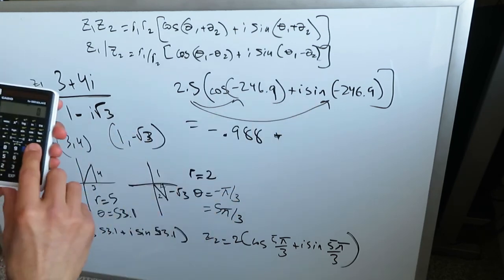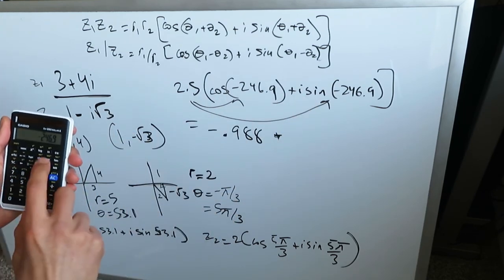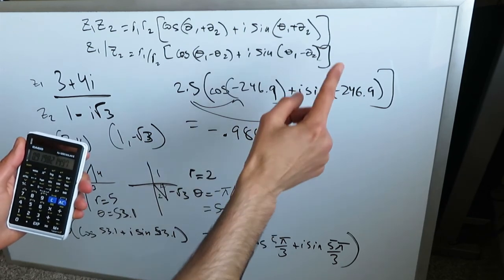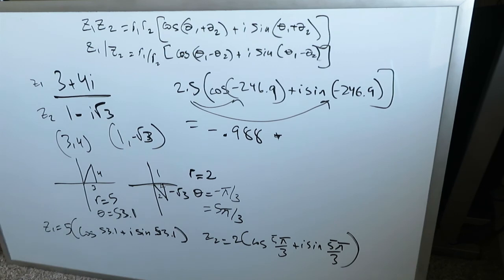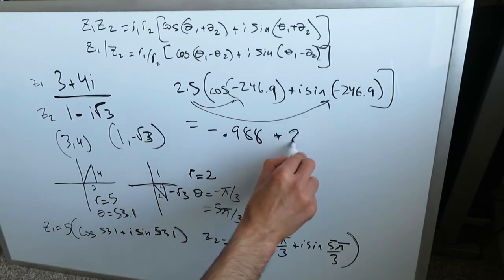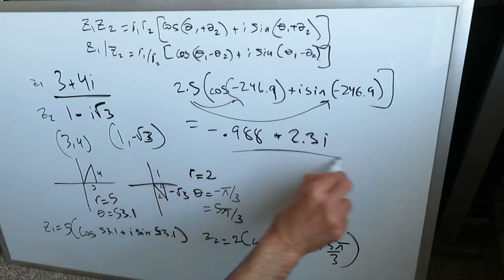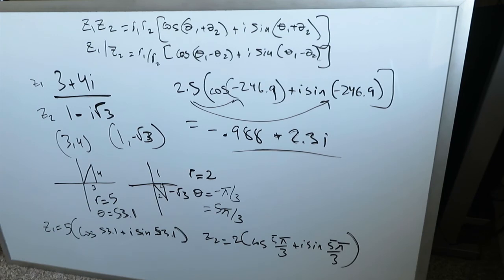Let's do minus 246.9, sine it, because this ends up being quadrant number 2. You sine it and you multiply by 2.5, you get 2.29. Let's round that up to 2.3i. So our answer is really minus 0.988 plus 2.3i. It looks good to me.